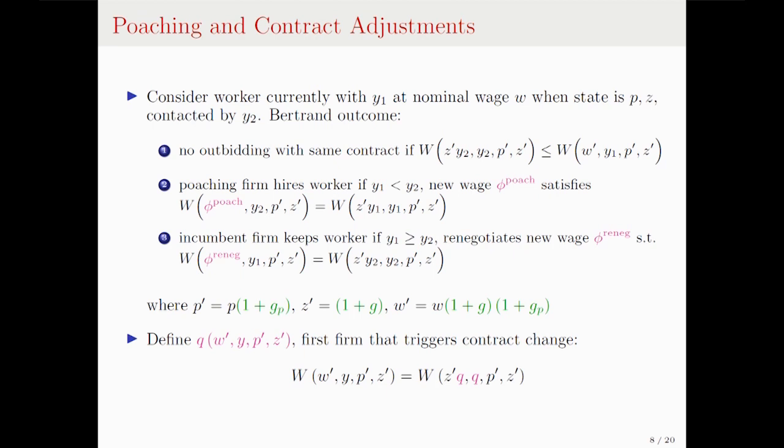And then the last case is where you stay with your current firm, but your wage gets renegotiated. So in this case, the productivity of the new firm is high enough that your old firm delivers you everything that you would have produced with that firm, and your wage goes up. So we're going to think particularly about that first firm that triggers a contract renegotiation as being important for understanding the worker's incentive and how this goes. Okay, so this first firm is going to be the one where your current firm can actually match their wage offer, and your wage will go up.